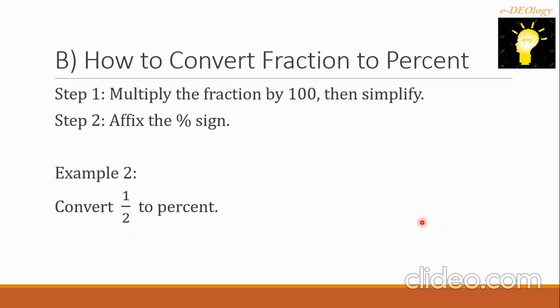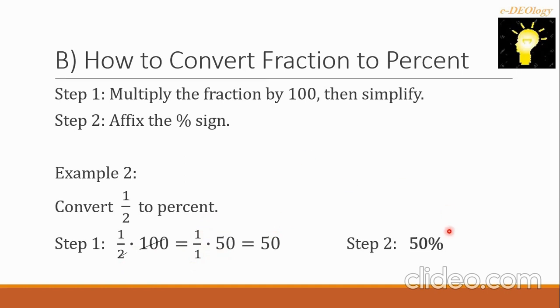Let's go to example 2. Convert 1/2 to percent. In step 1, we multiply by 100. So 1/2 times 100, then we can cancel the 2 and the 100. The 2 becomes 1, 100 becomes 50. So if we divide 1 by 1, this value is simply 1, and the value 1 multiplied by 50 is 50. And then for step 2, we will affix the percent sign.